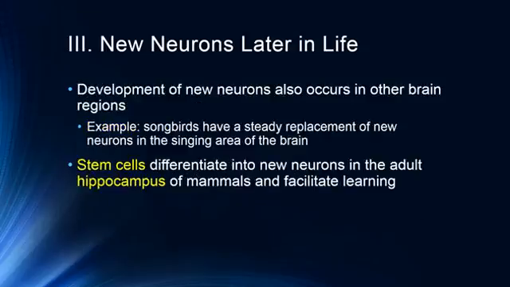So the development of new neurons occurs in other brain regions. There's a lot of work done in songbirds, which have a steady replacement of new neurons in the singing area of the brain, which tends to be involved with memory. Stem cells, we know, differentiate into new neurons in the adult hippocampus of mammals, and this facilitates learning. So we are constantly developing new neurons, and an important part of modern neuroscience is trying to understand the nature of this process and its behavioral implications.